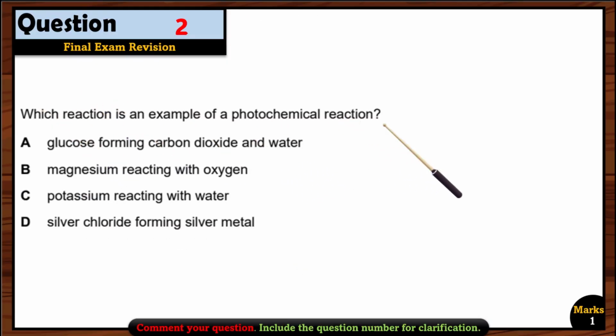Which reaction is an example of a photochemical reaction? A. Glucose forming carbon dioxide and water. This is a respiration reaction and we don't need any light for this reaction. Photochemical means the reaction that needs light energy. Magnesium reacting with oxygen, no need of any conditions. Potassium reaction with water, no need of any condition. Silver chloride forming silver metal. Yes, this reaction needs light energy. The bond between silver and chlorine is broken in the presence of light energy. So that's why option D is the right option here.